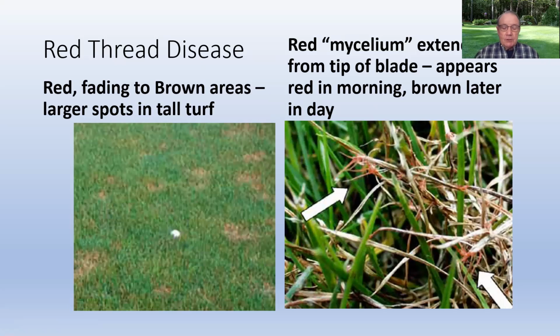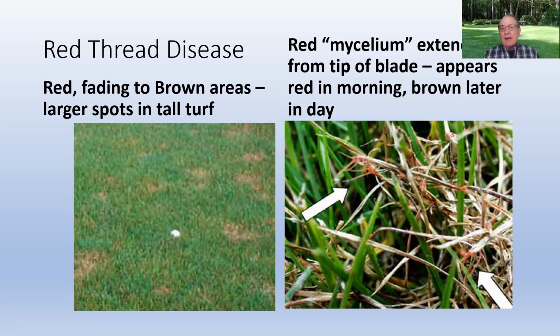The most noticeable issue that we have right now that our customers are dealing with is red thread in their lawns. And red thread is just beginning to become apparent. It looks to customers, as you see here on the left, as brown or reddish patches in their lawn. The red mycelium, as you can see in the slide on the right-hand side of your screen, extends out of the tips of the blade and appears first thing in the morning as these spots being red.